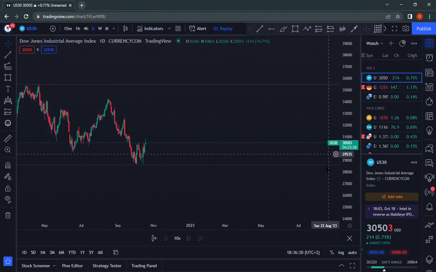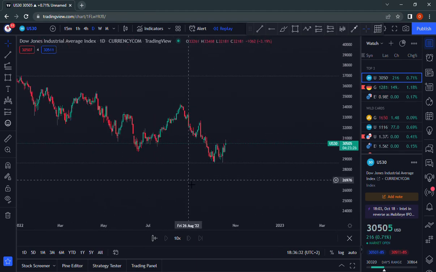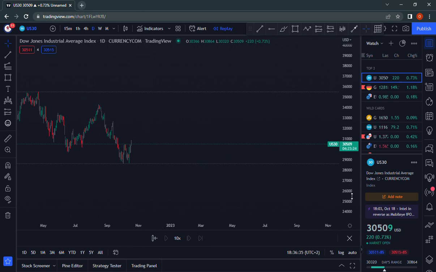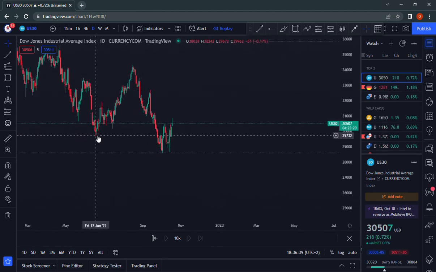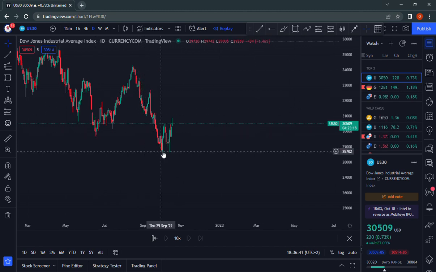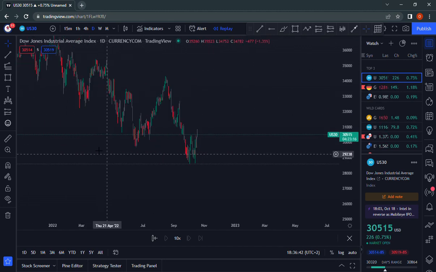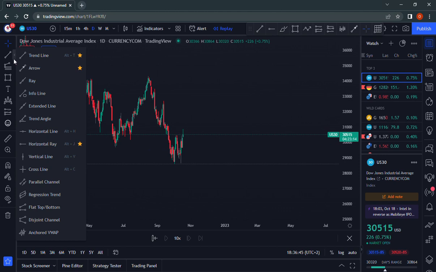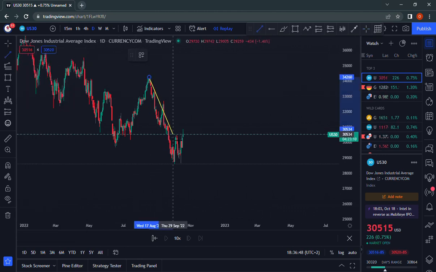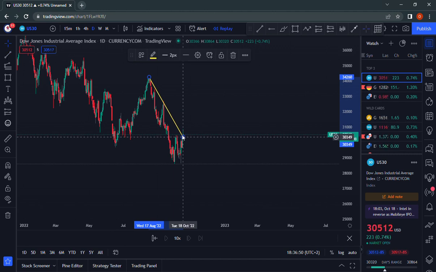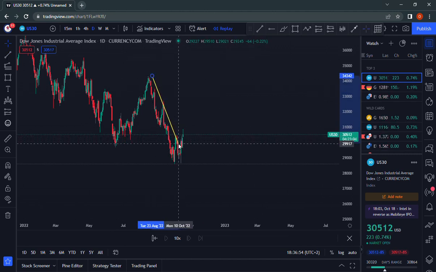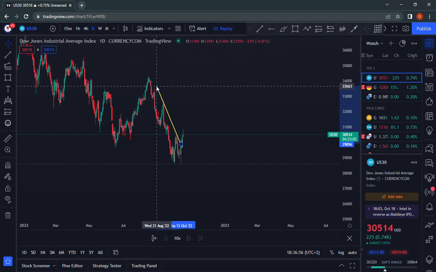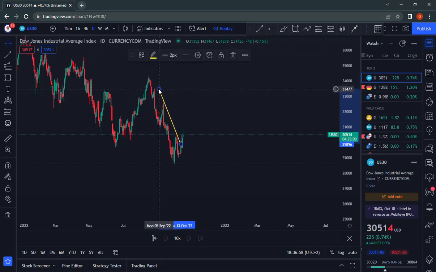So this is US 30 on the daily. What we see here is that this was our previous low. We just broke it. And now, from here to here, we're trending to the downside. No arguments. We had a downtrend here.